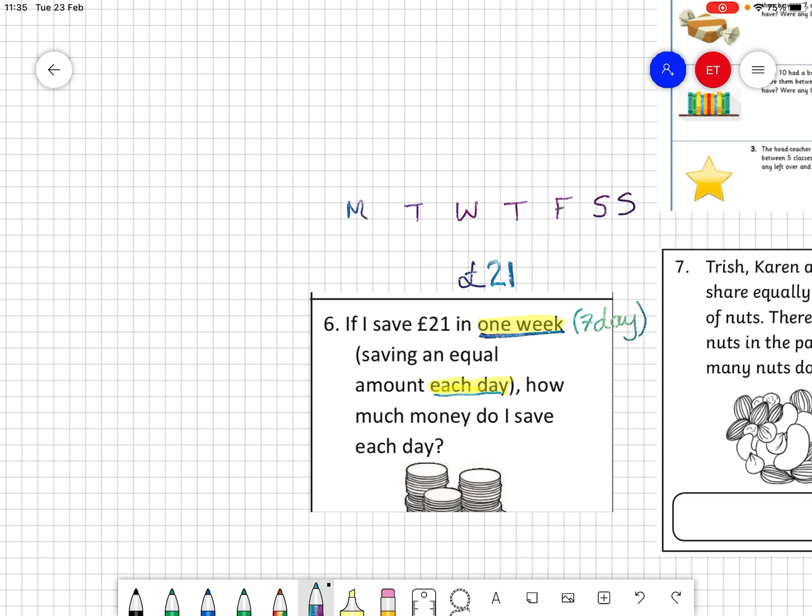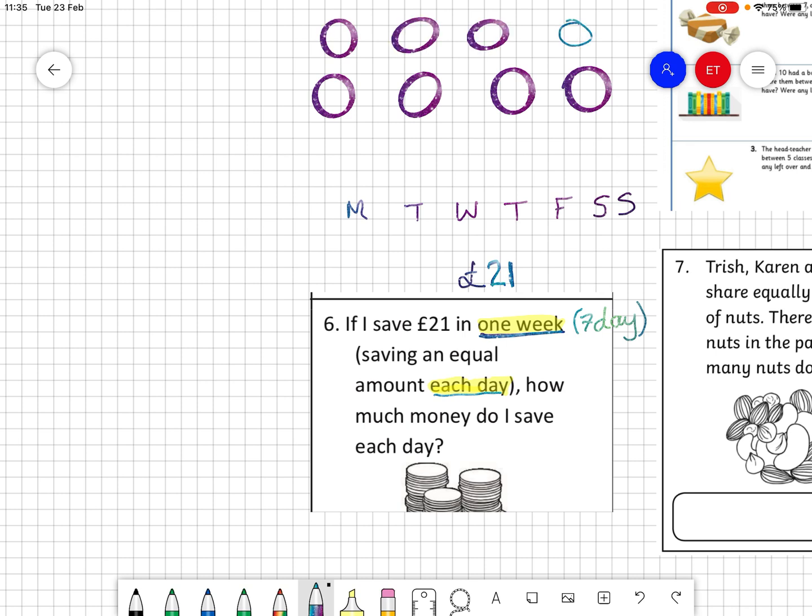So we could use our strategy. Let's say this was a pot for each day. So there's 7 pots.